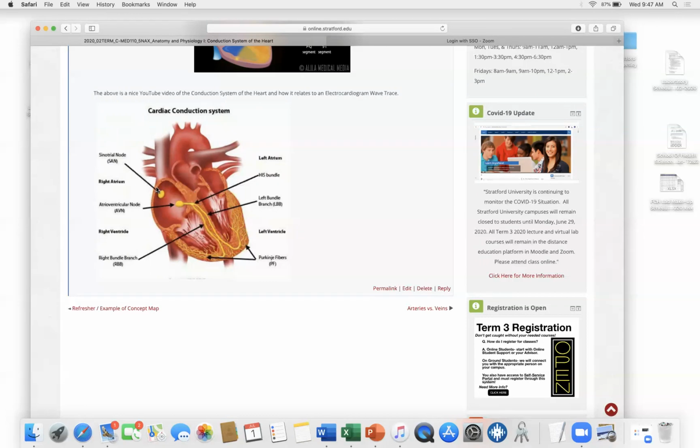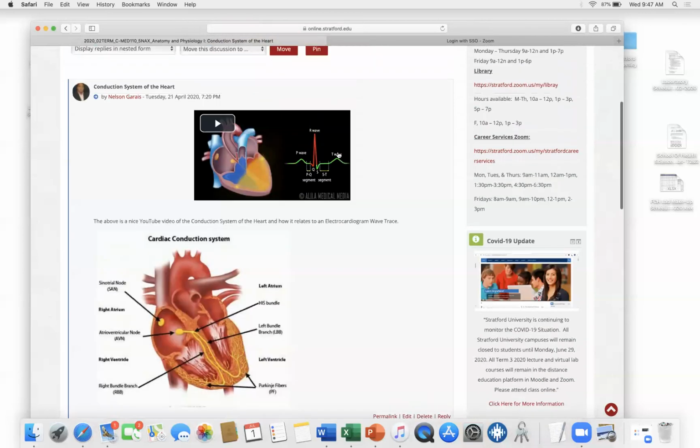So when you look at this, it starts off with a pacemaker, the SA node, goes to the brakes, the AV node. It goes through the bundle of His, then divides into left and right bundle branches, and then from the bundle branches, it goes to the Purkinje fibers.